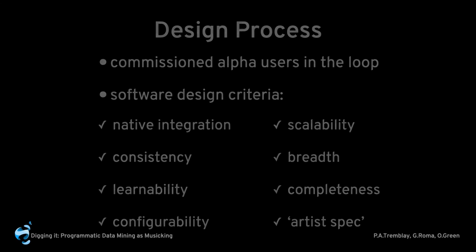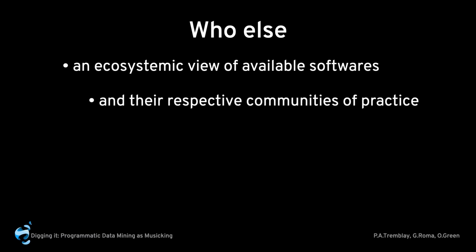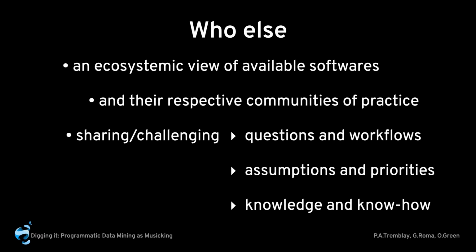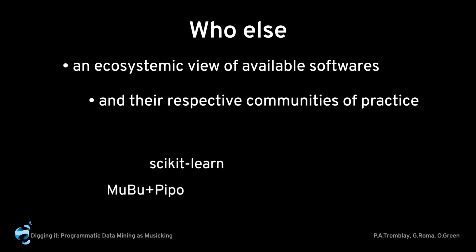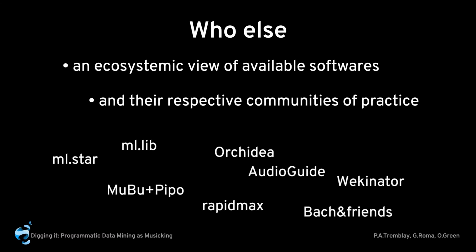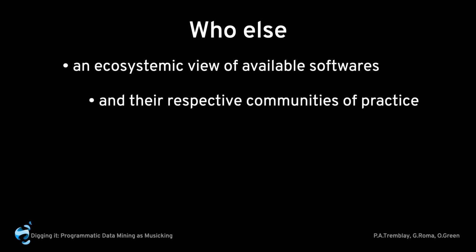Now, we know we're not the first one to do that. Who else is doing this? But we take the view that there is an ecosystem out there of available software and their respective communities of practice, and if we are open enough, can be sharing challenging questions and various workflows and assumptions and priorities and knowledge and know-how. Some of them will be more open-ended, some of them will be more focused on specific tasks, and some of them on specific workflows. We do a review in the paper of the various software already available and how they differ and complement our offering.